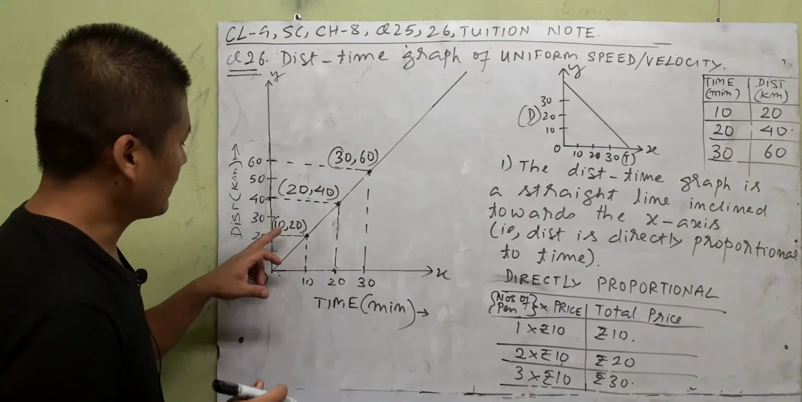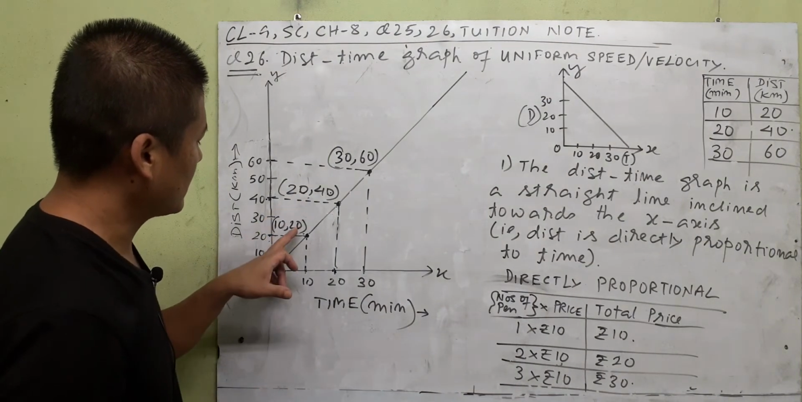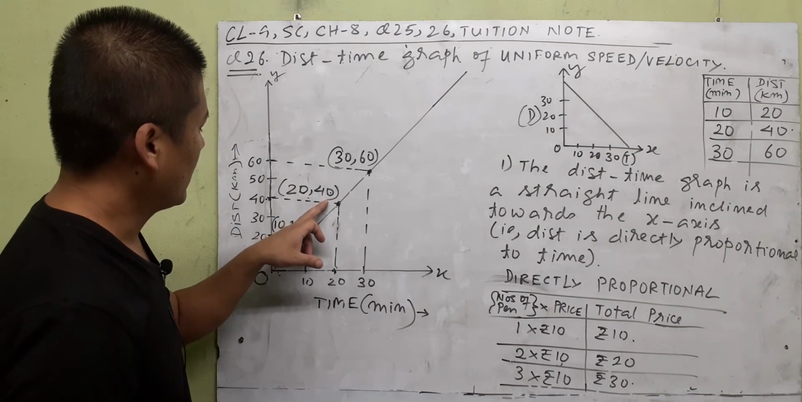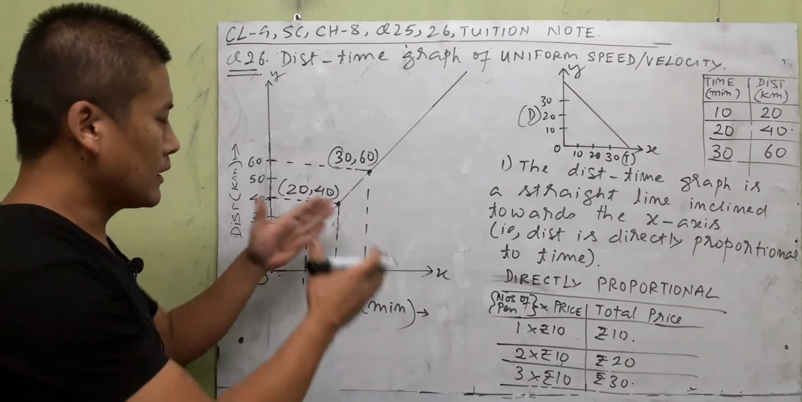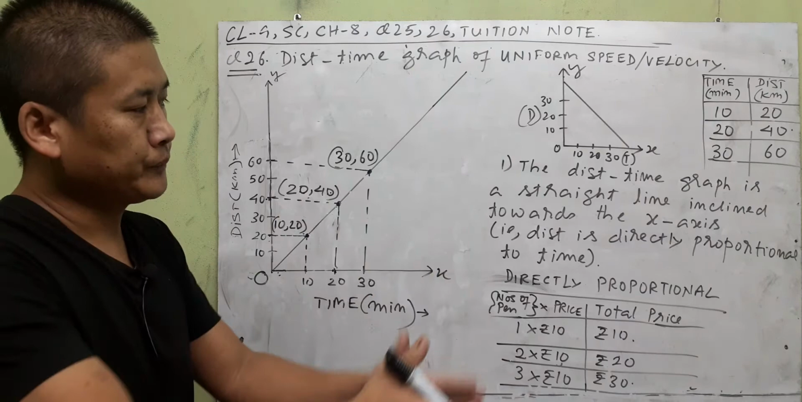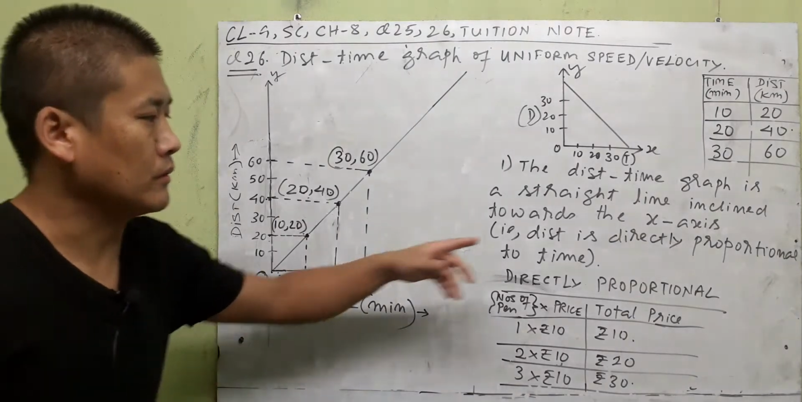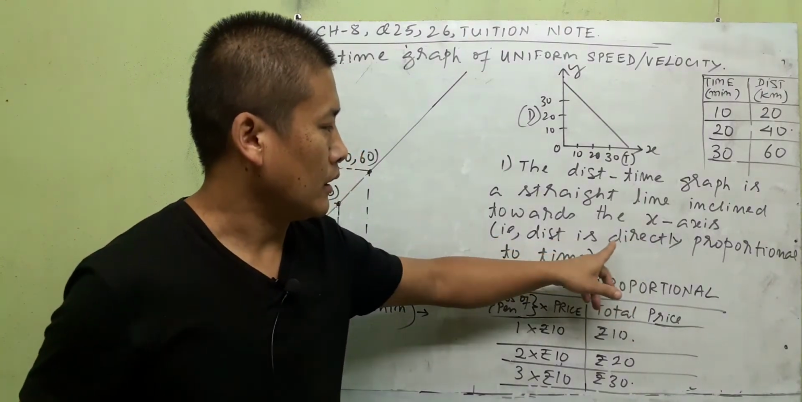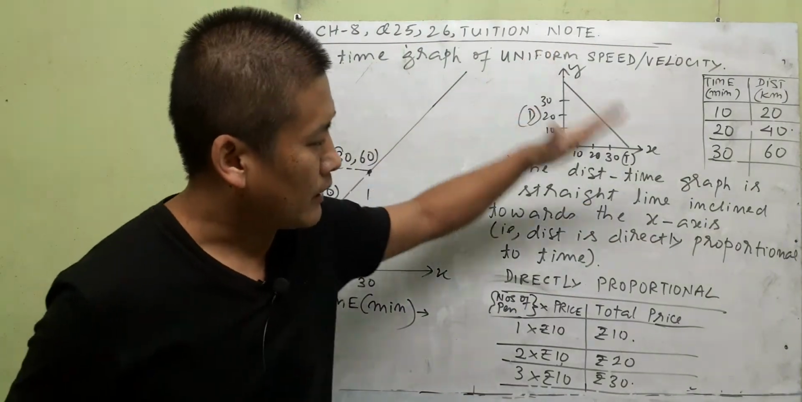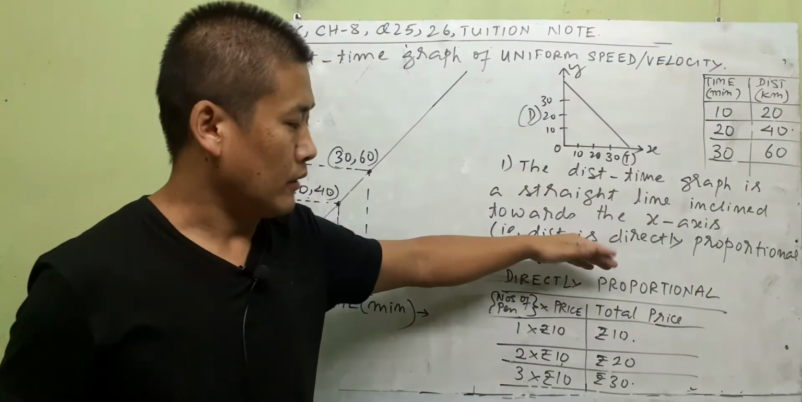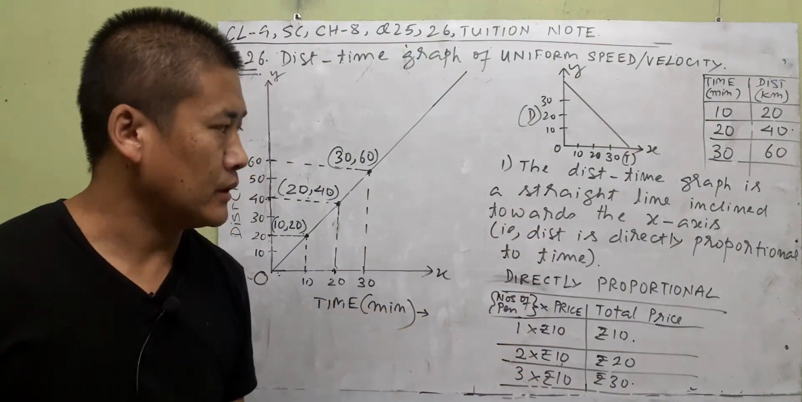So as the time increased from 10 minutes to 20 minutes, distance increased from 20 to 40. And from 20 to 30 minutes, distance increased from 40 to 60. So an increase in time is causing an increase in distance covered. That is called directly proportional. And that is happening because the straight line graph is leaning towards the x-axis. Okay, so this is called directly proportional.